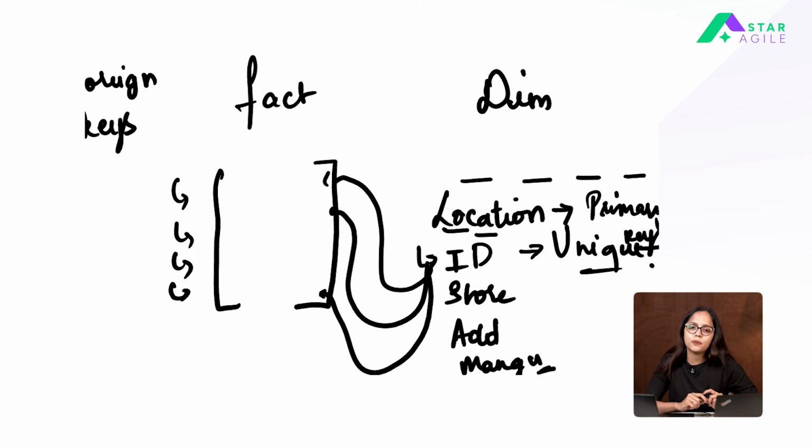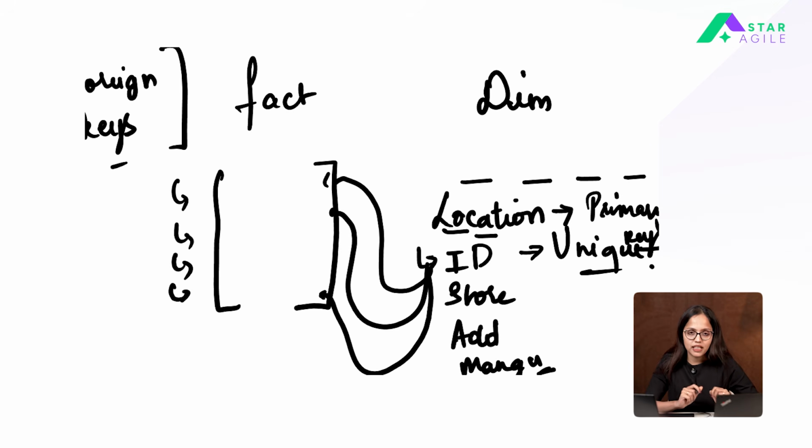That's the difference between primary key and a unique key. Dimension table consists of primary key, which is unique, and fact table basically consists of foreign keys which are referenced by the primary keys.